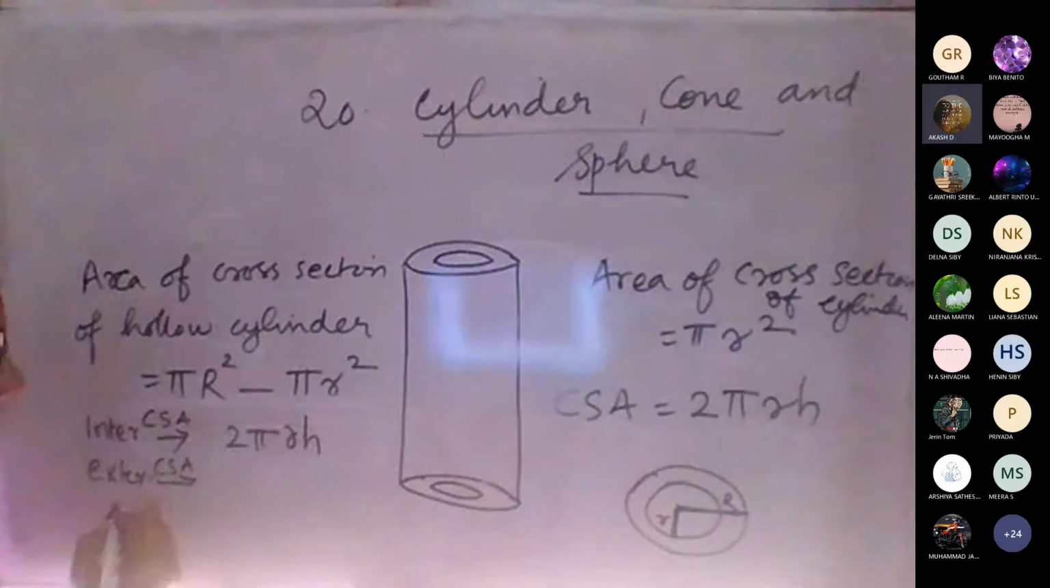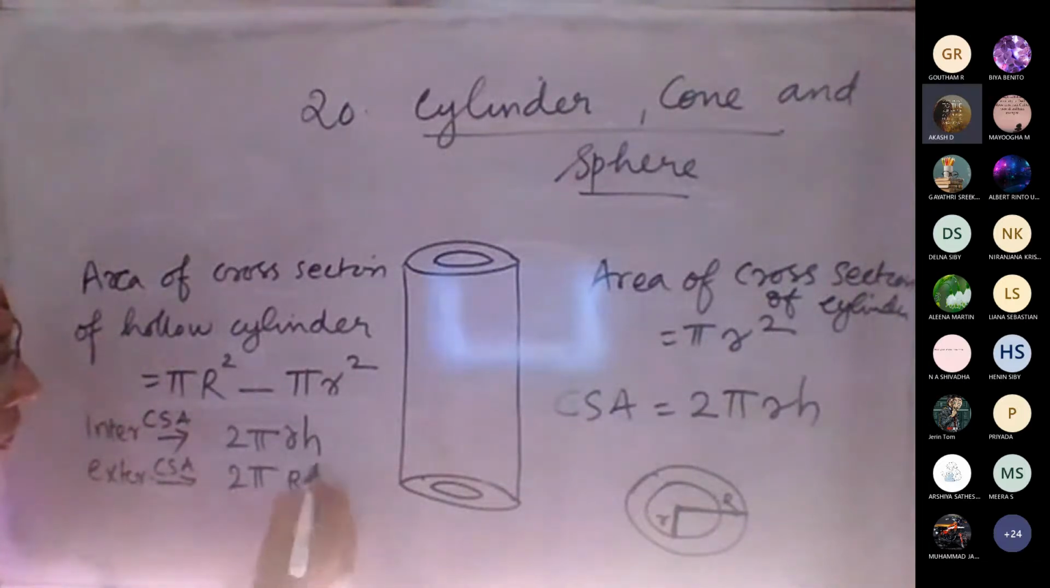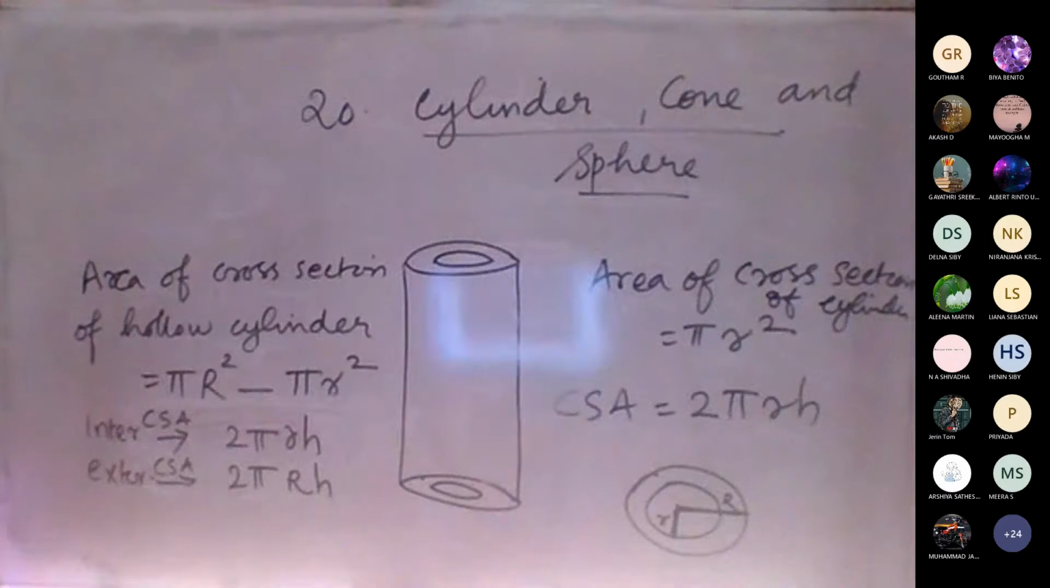Then the external curved surface area is 2 pi capital R h. So the total curved surface area will be 2 pi capital R h plus 2 pi small r h. Total curved surface area includes the internal and the external. Is it clear?